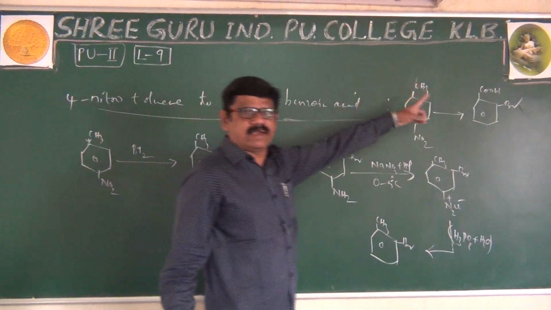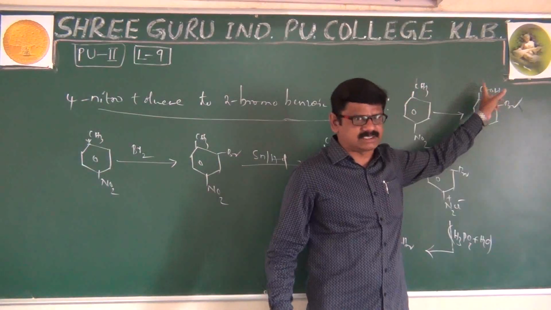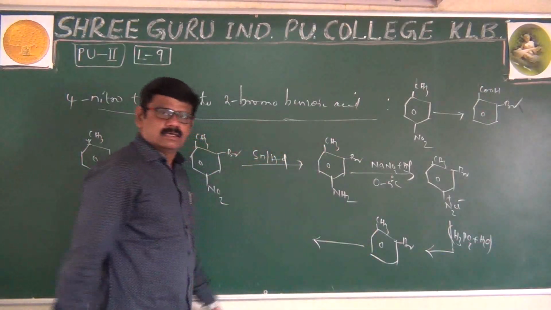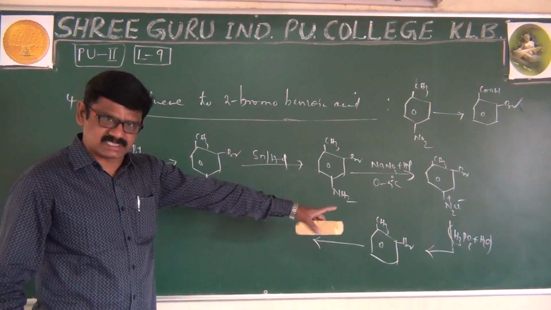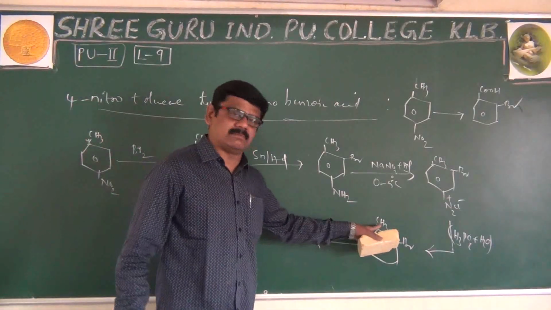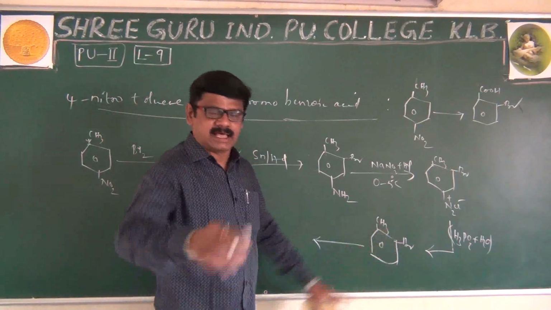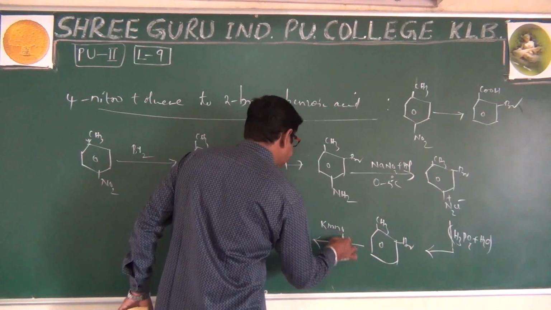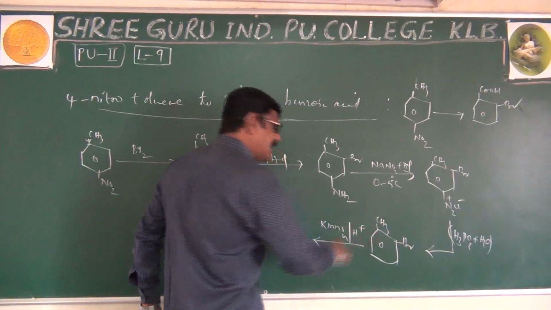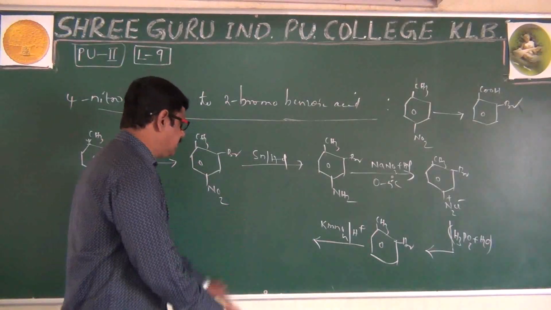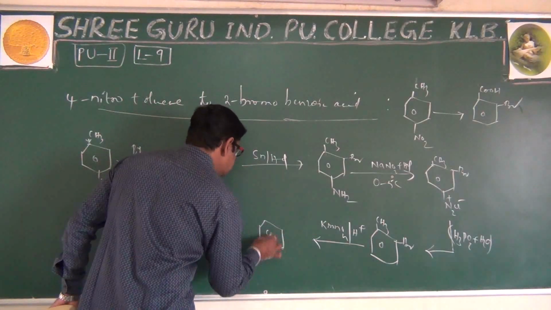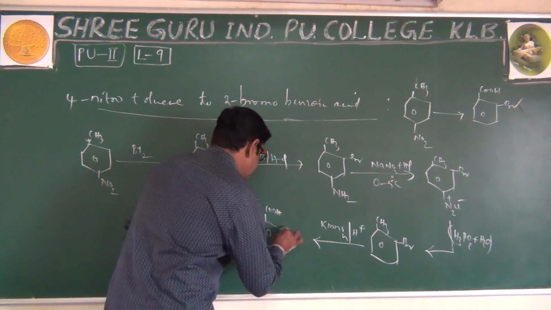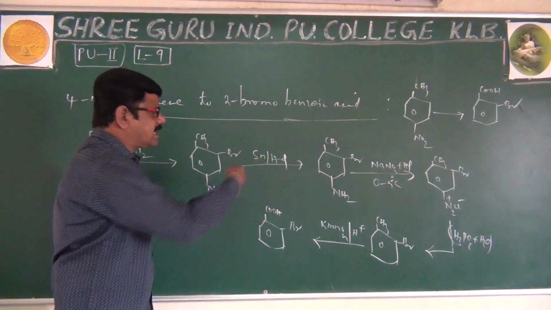But in our final structure, CH3 is not there, COOH is there. Very simple. The last step is oxidation of this structure. During oxidation, the methyl group is oxidized and converted to the corresponding carboxylic acid. For oxidation we use acidified or alkaline KMnO4, and we finally get the benzoic acid structure. Sorry, bromine. Whatever I asked for, that structure is obtained.